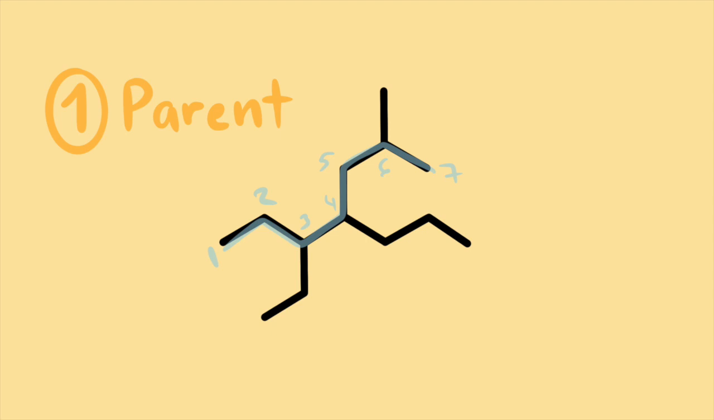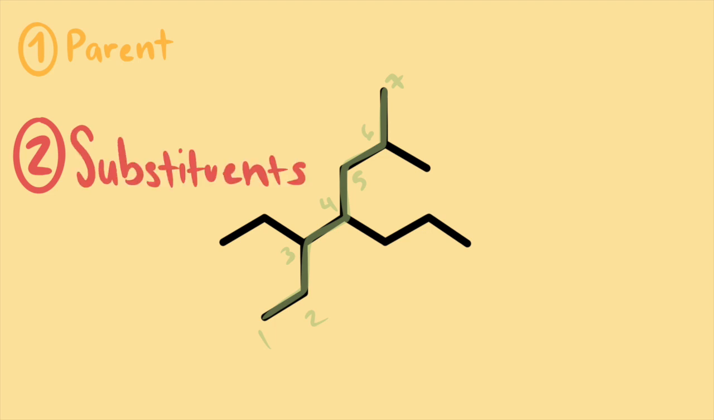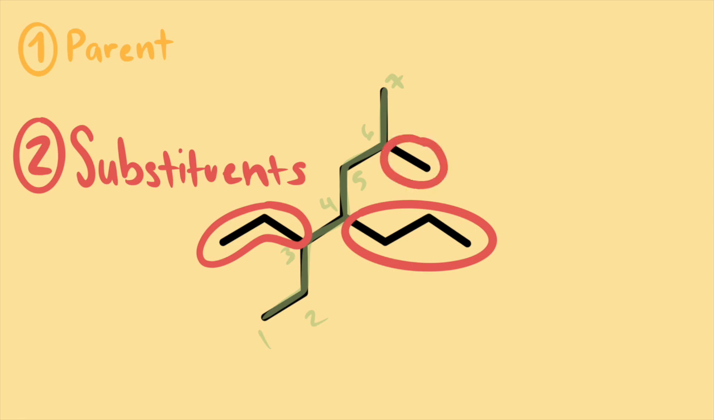So now, to decide the best parent chain, we need to pick the one that has the most substituents attached to it. Let's go with this green one. Now you already have the first step done. So the second step is to identify all of the substituents. In this particular compound, we have 1, 2, and 3 substituents.